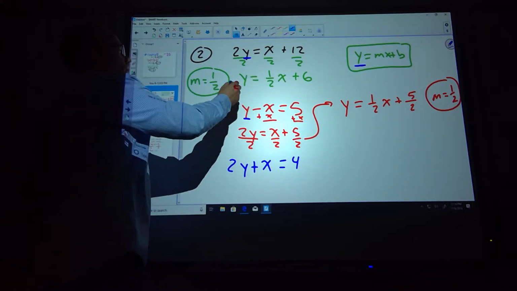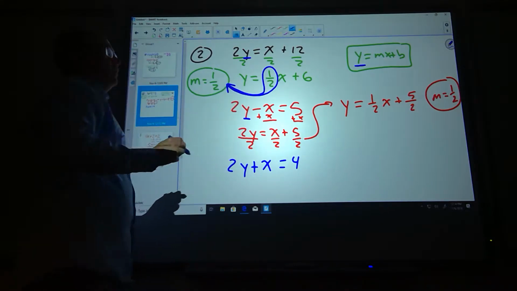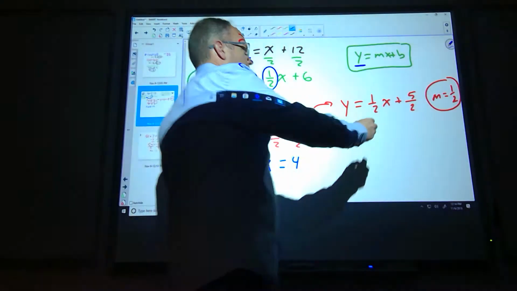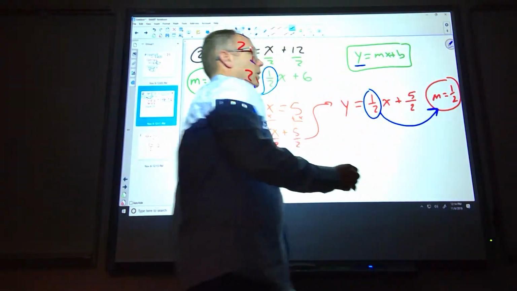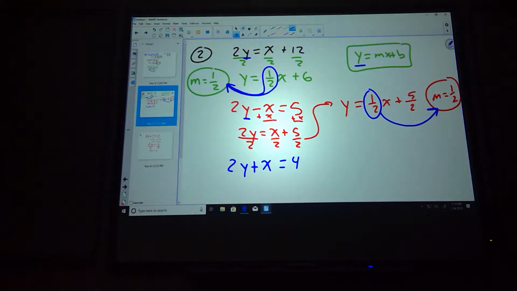And so this and this, that's the slope. Whatever's attached to x is the slope. On this one, whatever's attached to x is the slope as well. Okay, the slopes being the same means those two lines are parallel to each other. If you're graphing, they don't cross. So let's try the last one.